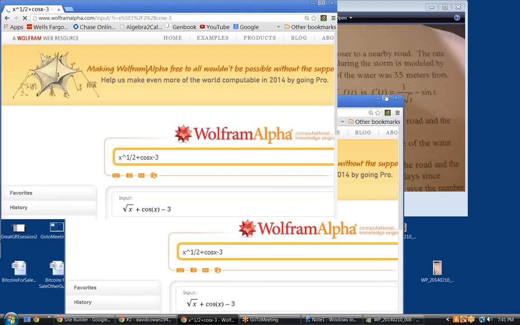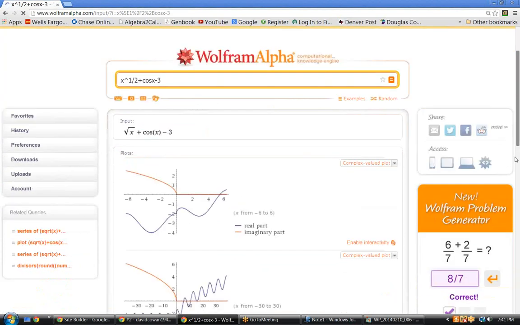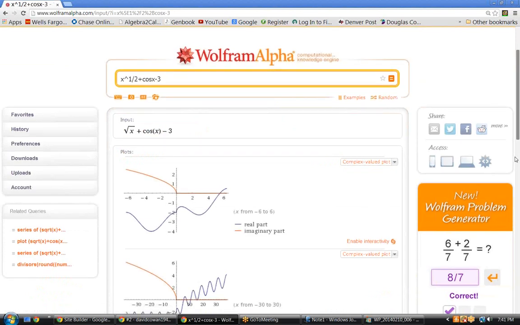Beauty of Wolfram Alpha is it, first of all, it gives you feedback on what you put in, so you know what you put in, whether it's right or not, which your calculator doesn't do. And can present a lot of problems. So here's what this curve looks like, the blue curve. The orange is the imaginary part. We're only caring about the blue part, the real part.